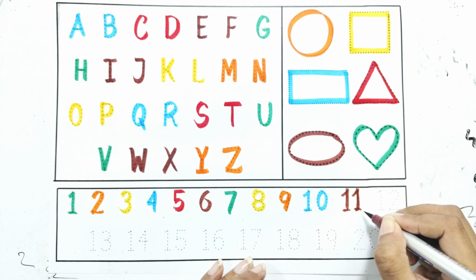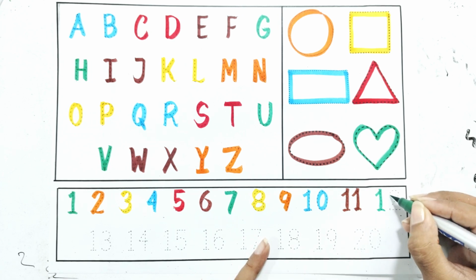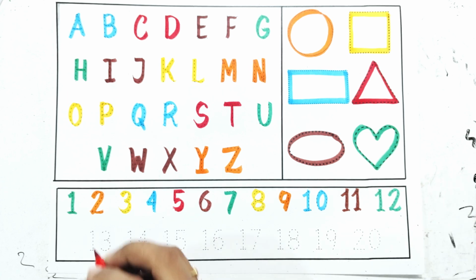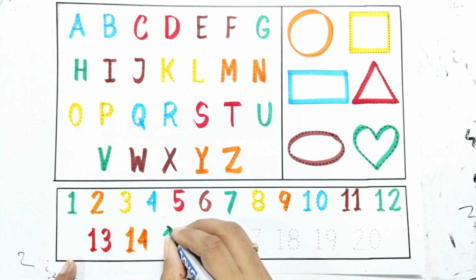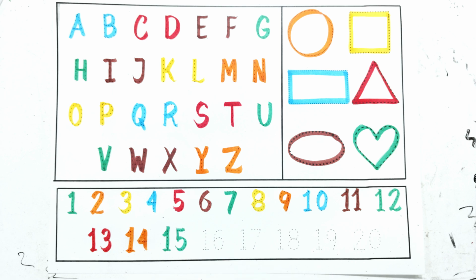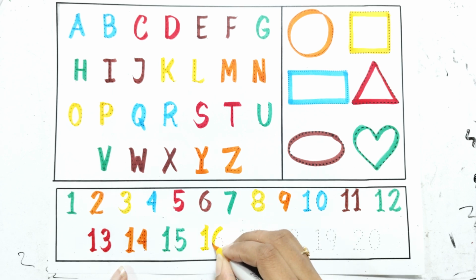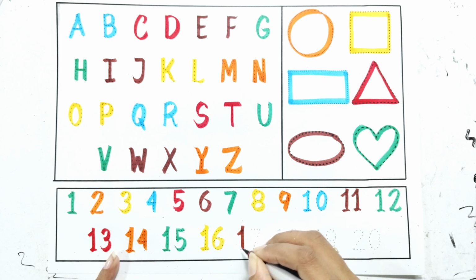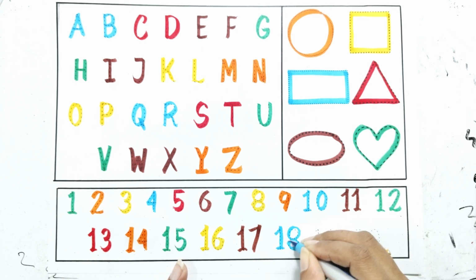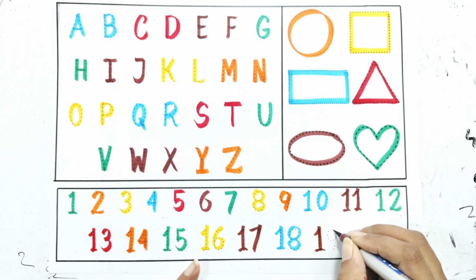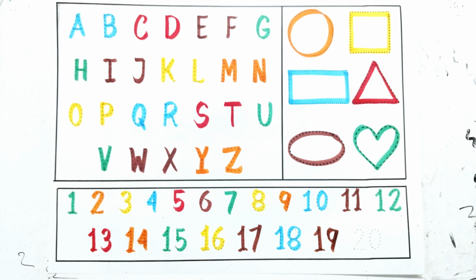1 and 1, 11, 1 and 2, 12, 1 and 3, 13, 1 and 4, 14, 1 and 5, 15, 1 and 6, 16, 1 and 7, 17, 1 and 8, 18, 1 and 9, 19, 2 and 0, 20. Again count with me.